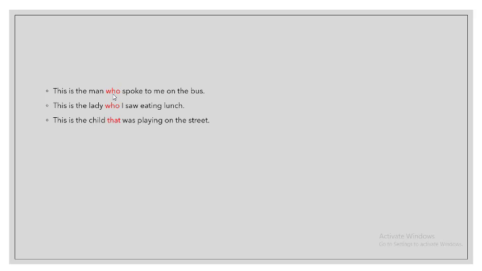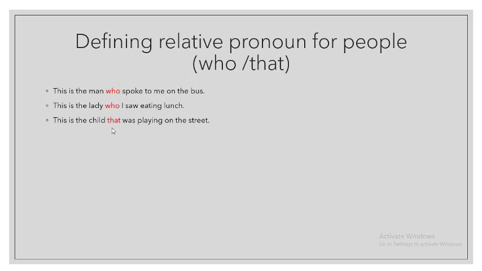Let's say this. This is the child that was playing on the street. I used that, right? And before the word that, what did I use? Yes, the child, and the word child here is a person or an object? Yes, it's a person. So we observe here we used who and that for persons. Great. And we call them defining relative pronouns for people. So the defining relative pronouns are who and that.